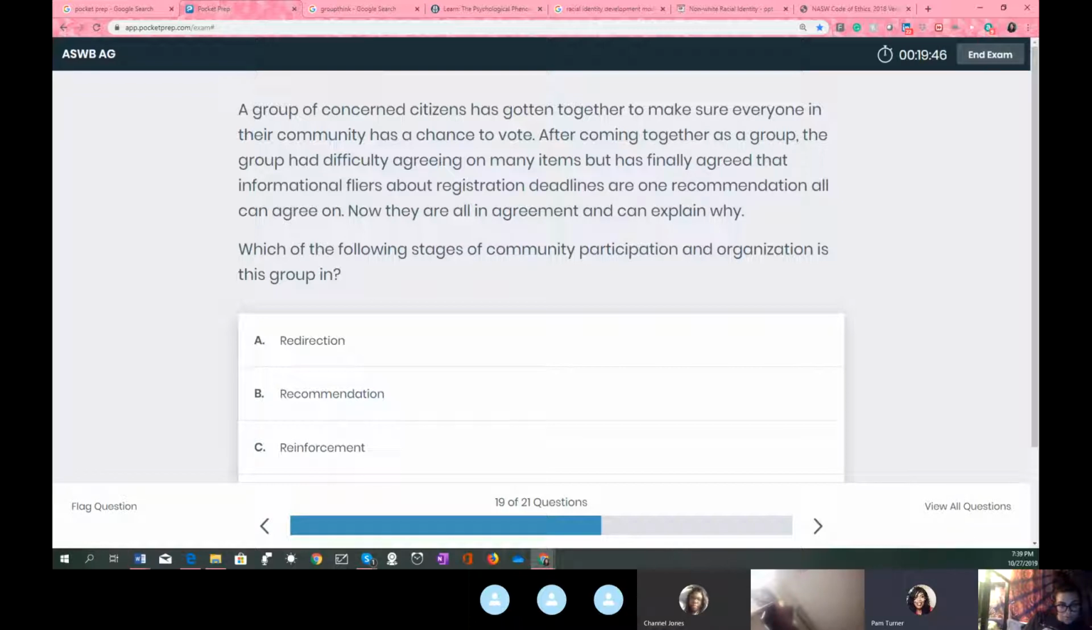A group of concerned citizens have gotten together to make sure everyone in the community has a chance to vote. After coming together as a group, the group had difficulty agreeing on many items, but finally agreed that informational flyers about registration deadlines are one recommendation all can agree on. Now they're in agreement and can explain why. So what stage is this group in?